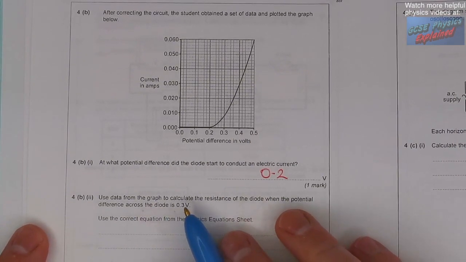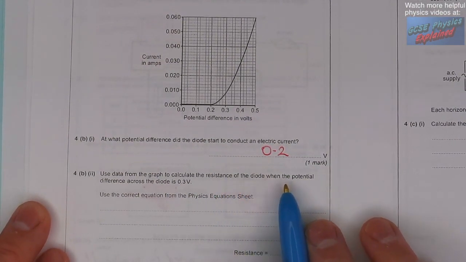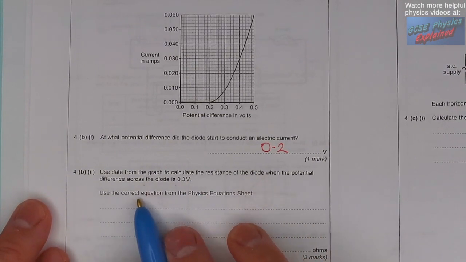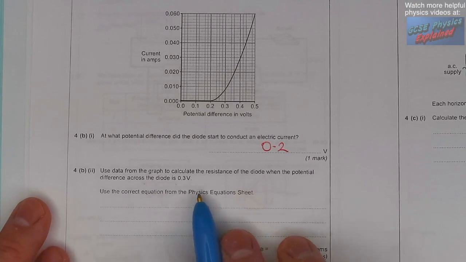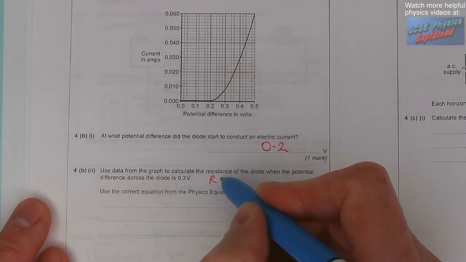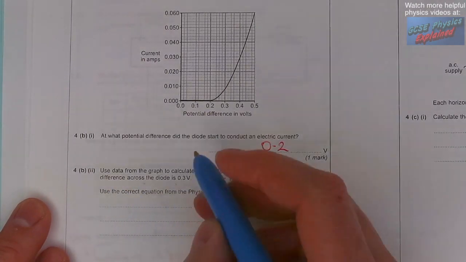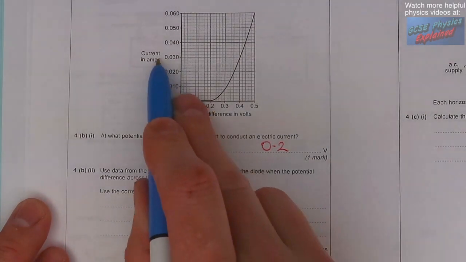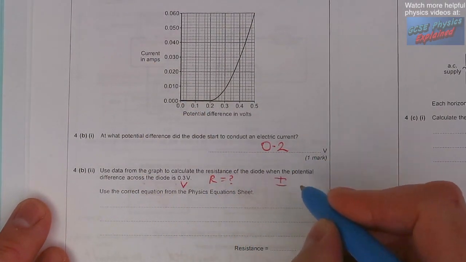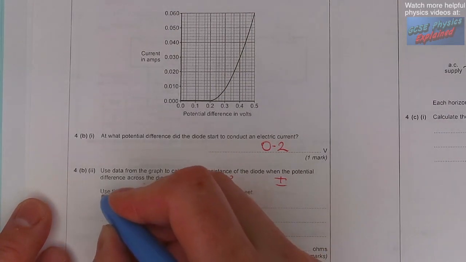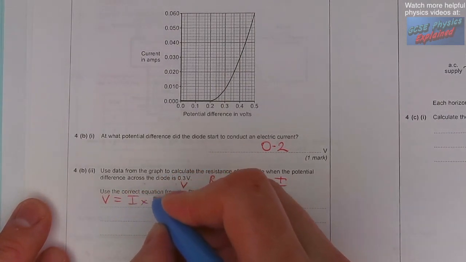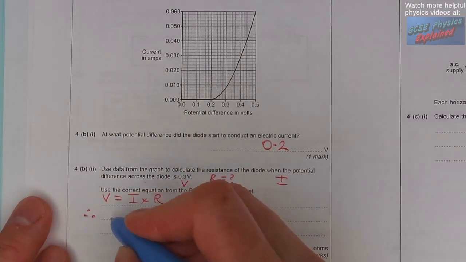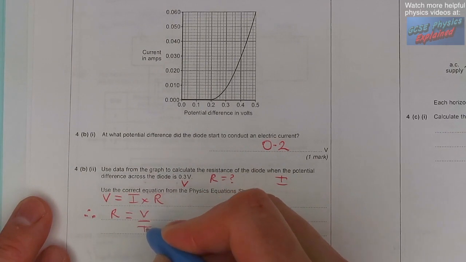Use the data from the graph to calculate the resistance of the diode when the potential difference across the diode is 0.3 volts. Use the correct equation from the physics sheet. So we are trying to calculate the resistance when the voltage is that. Now, we've got voltage, we need resistance, and the other thing it gives us is the current. So is there an equation that connects these three things? Yes, there is. It's Ohm's law, which is V equals I times by R, so voltage equals current times by resistance. Now we need to rearrange that, so therefore resistance equals voltage divided by current.